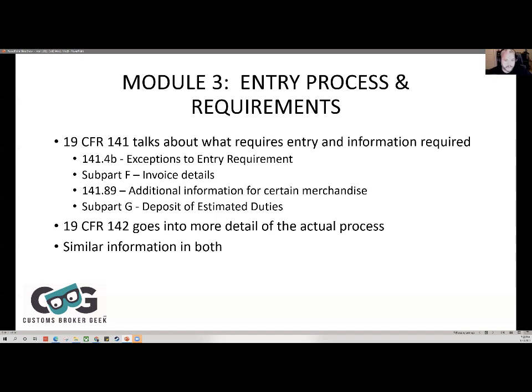142 also covers entry numbers and the construction of them. There's actually a formula that's used to build entry numbers. Brokers will get a block of numbers to use that they upload into their system, and the system will automatically assign them. But there is actually a formula to calculate and figure out the actual entry number.